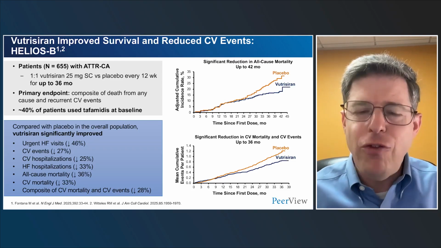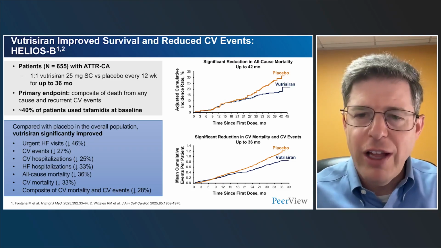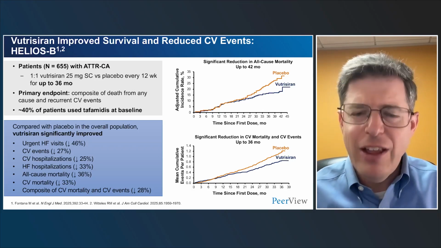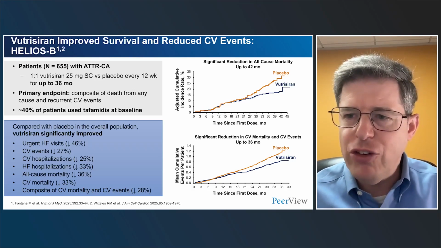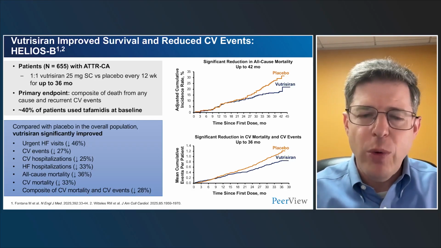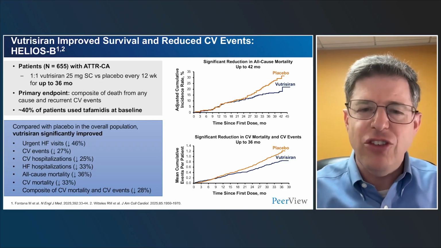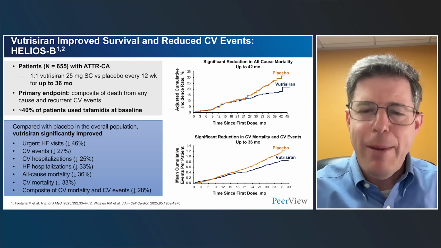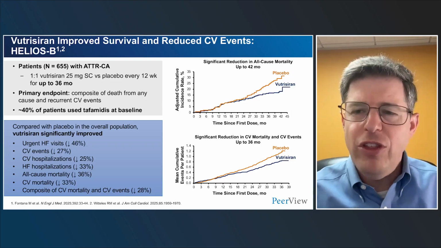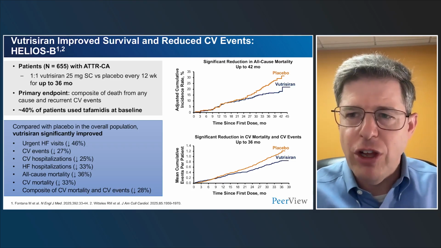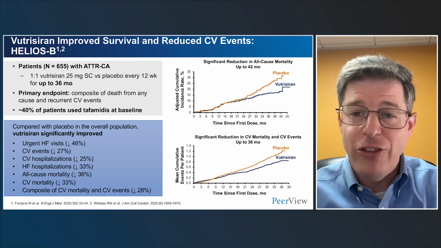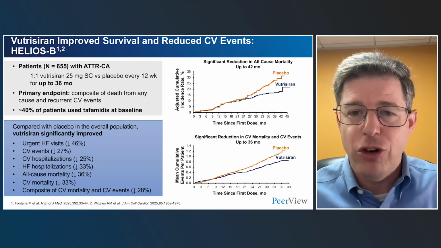Now, importantly, 40% of patients were on tafamidis at baseline. Another 20% or so who weren't on it dropped in during the study. So though the trial was not designed to look at patients on combination therapy per se, there were a substantial number of patients who were on the baseline stabilizer and then were also randomized to the silencer or placebo.